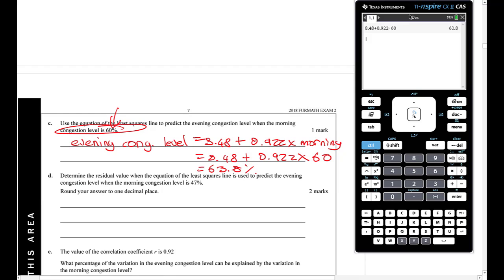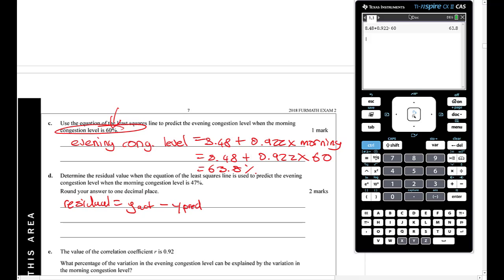All right, part D is asking for residuals. If you remember how you need to calculate that, the residual is equal to Y actual minus Y predicted. This should be in your summary book.